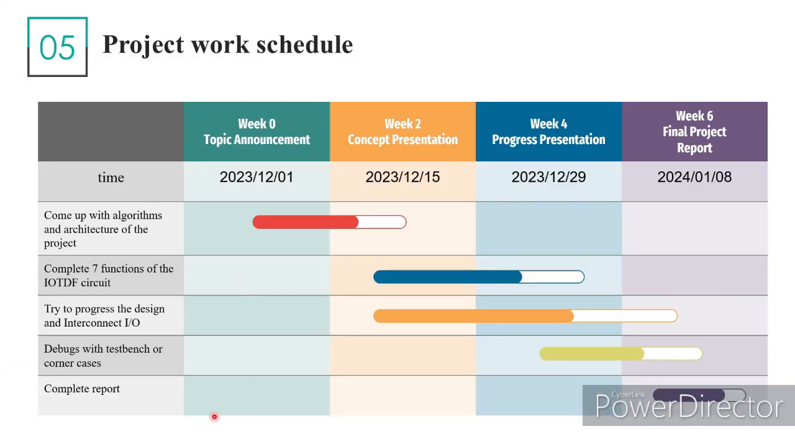And here is our schedule. We hope that we can finish the functions and build all the circuits in week 4. Then we should use the test bench to check if our circuit is right or wrong. And then we should do logic synthesis and complete our final report in week 6.